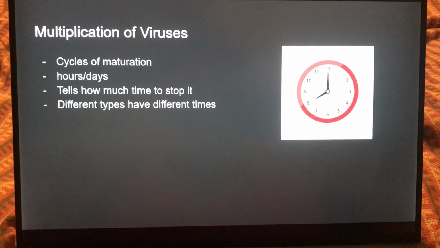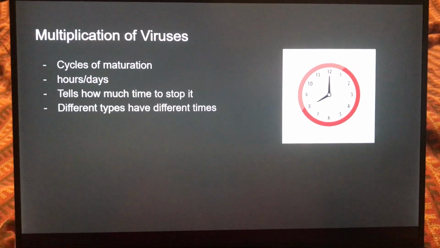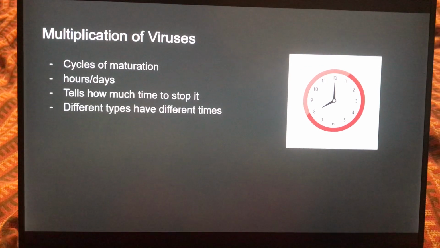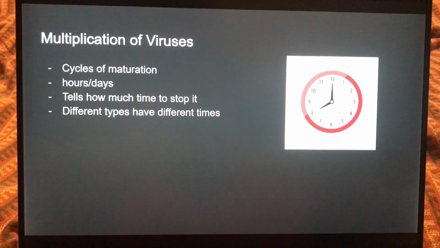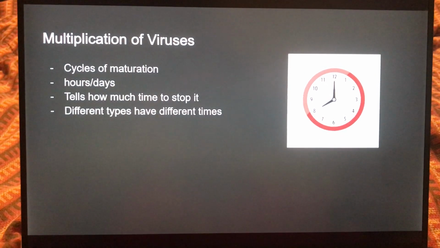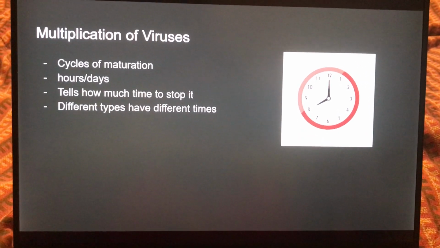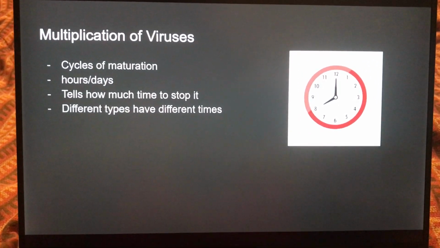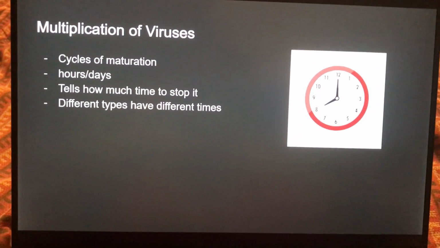It can also help with tracking multiplication of viruses, because different viruses have different cycles of maturation. It may take hours or may take days, and doctors will be able to tell using exponential equations how long they have until the disease is affecting a person, or how quickly they have to act, and if it's too late.